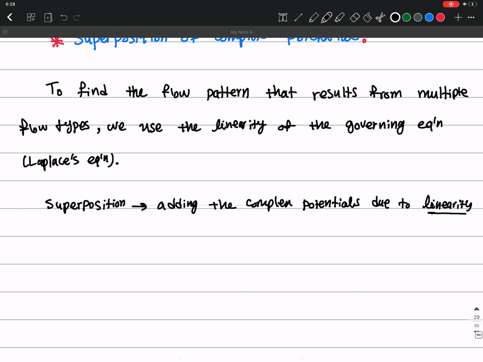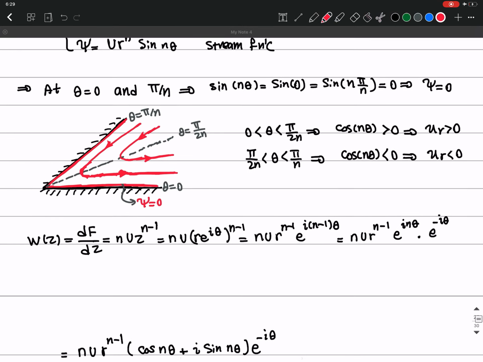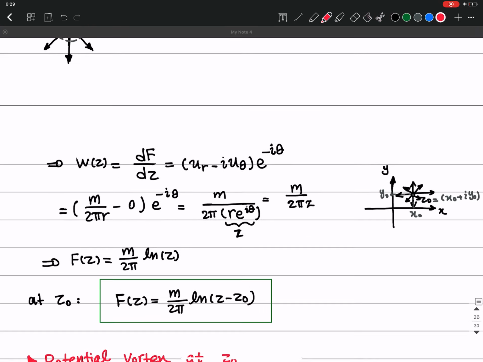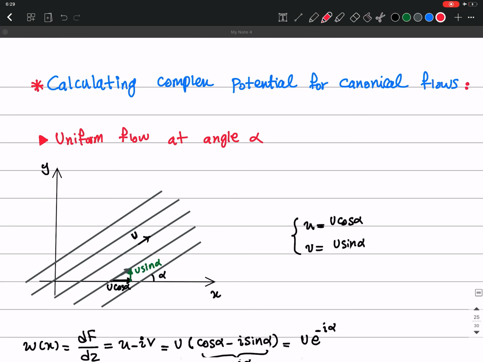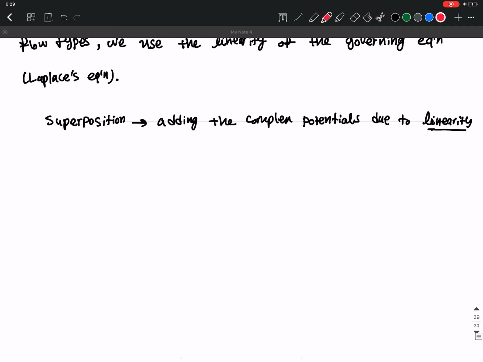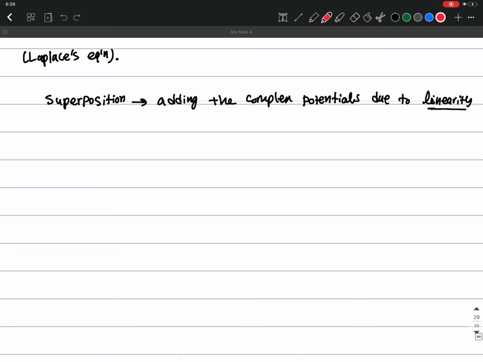So the first example is we want to see what if we have, so we talked about flow in a sector, potential vortex at z naught, and source flow and uniform flow. What if we have a combination of these? So the first one I want to investigate is source plus uniform flow.